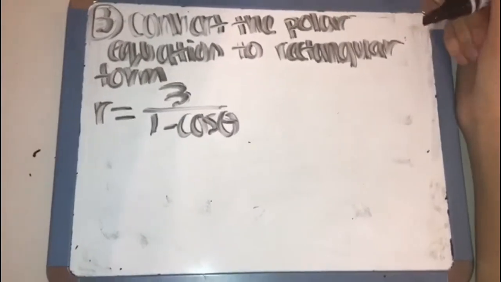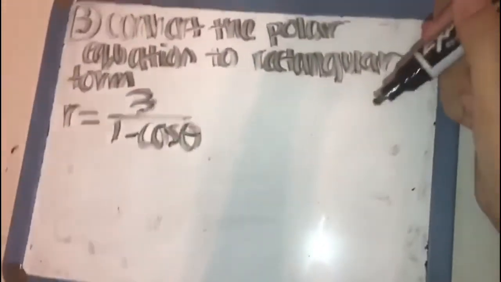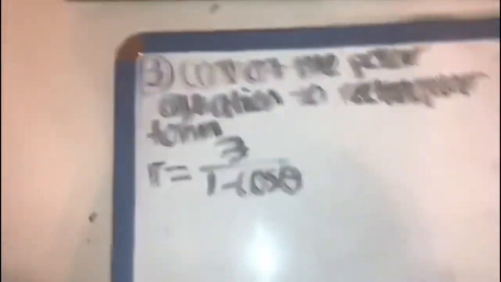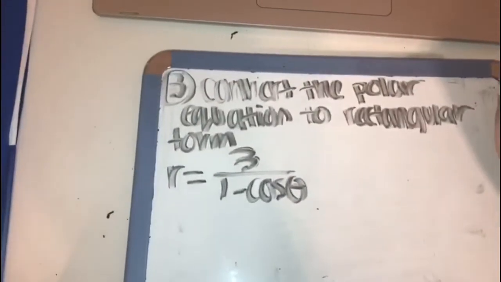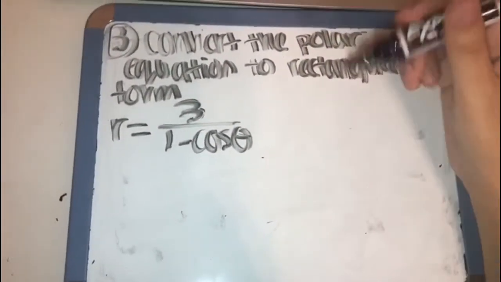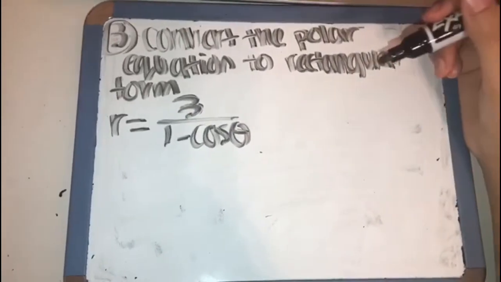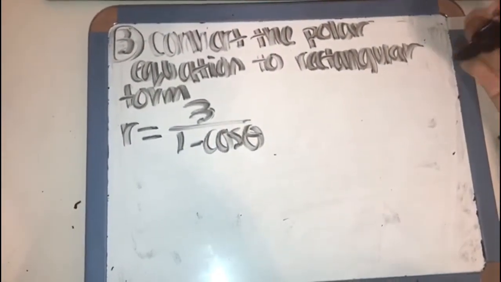Okay, so now in this problem, it says convert the polar equation to a rectangular form. So now this is the opposite of what we were doing before. You see how this topic is mostly about changing rectangular forms into polar form or polar into rectangular form, depending on what question you get. This one is saying convert the polar equation to rectangular form. Now this is already in polar form, so we have to change it to rectangular form.